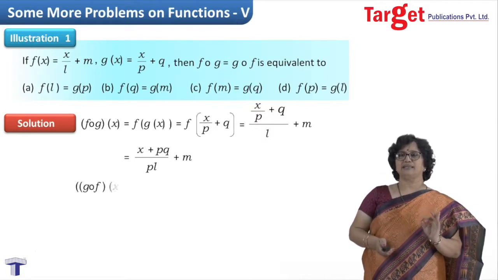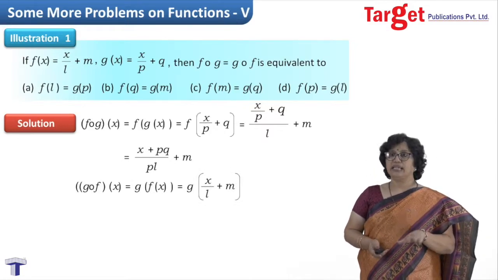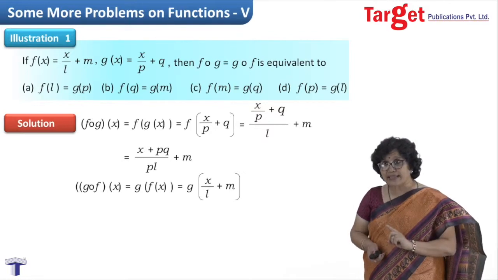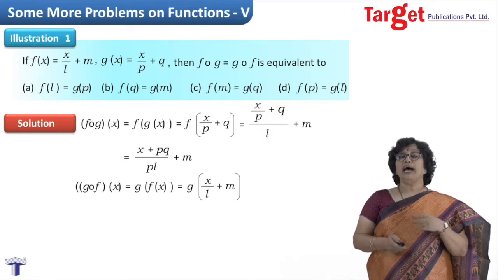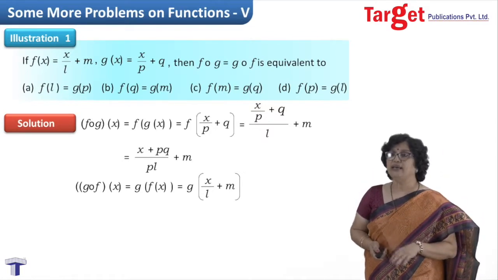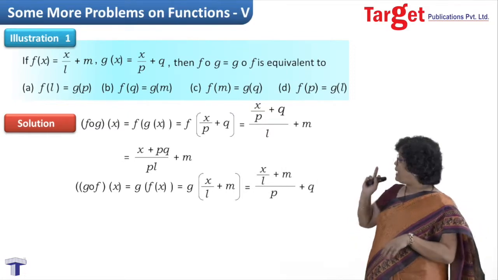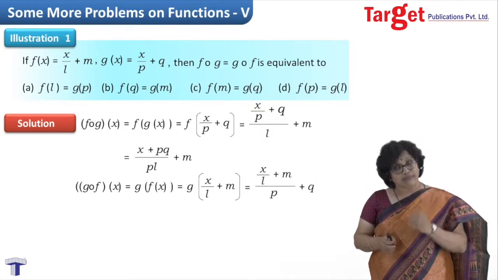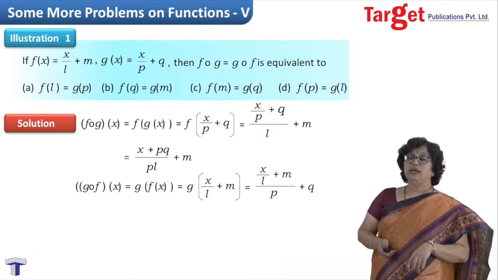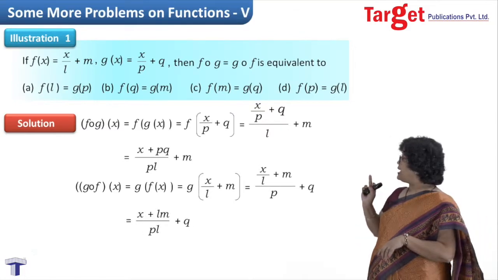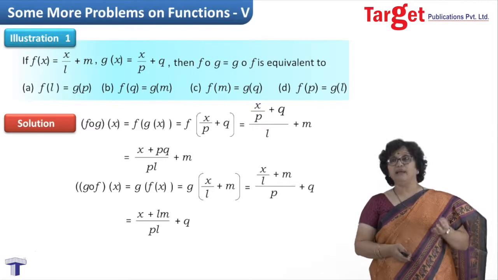Exactly on similar lines, I go for gof on x. That would be g on f(x). Replace that f(x) by x upon l plus m, and now apply g from outside. When you apply g on it, it would be x upon l plus m divided by p plus q. Then I simplify this and I will get x plus lm upon pl plus q.